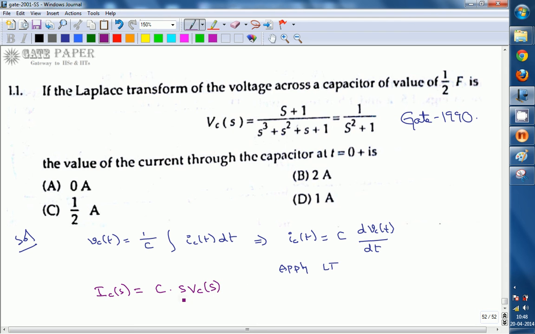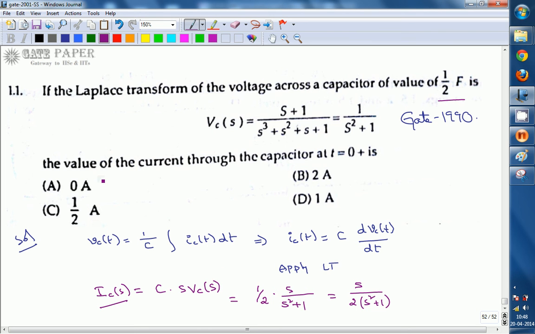Then given that the capacitor C equals 1 by 2 farad, so this becomes equals 1 by 2 of S into VC of S, which is given as 1 by S square plus 1. So finally this is equals to S divided by 2 into S square plus 1, which is the value of current passing through the capacitor in terms of Laplace transforms.